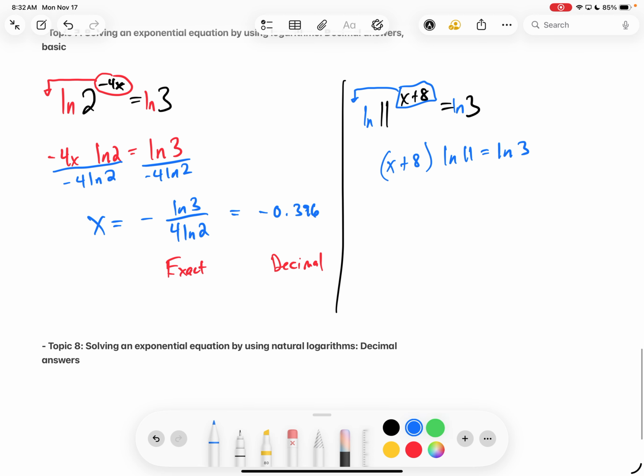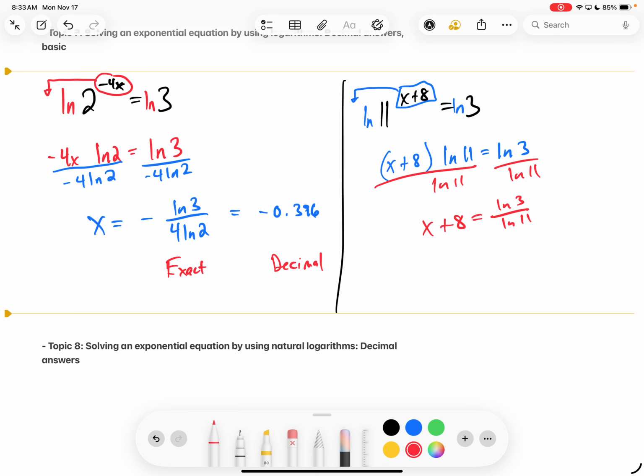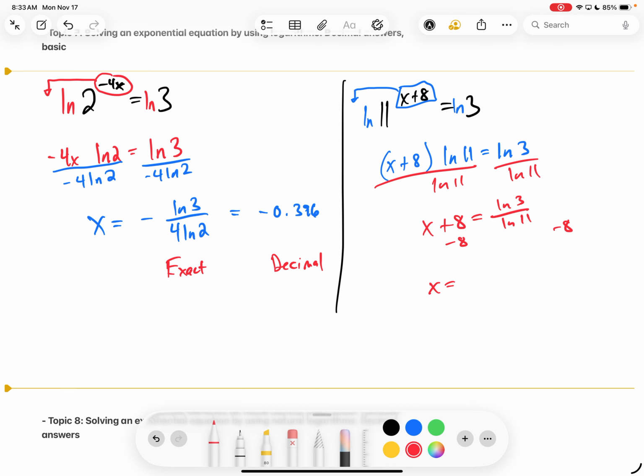Okay, what I would do here is I would get rid of the ln of 11 first. You can distribute, that just takes an extra step. That's why Alex doesn't show it that way. So I have x plus 8 equals the ln of 3 over the ln of 11. And then to get x completely by itself, I subtract 8 from both sides. So I have ln of 3 divided by ln of 11 minus 8. And again, this is going to be my exact answer.